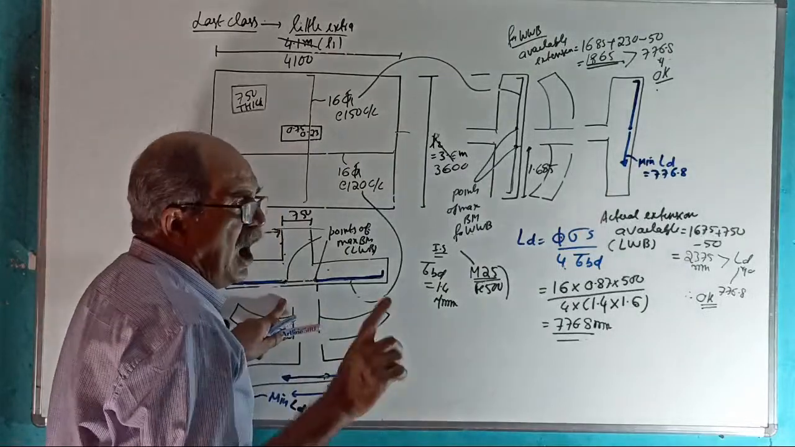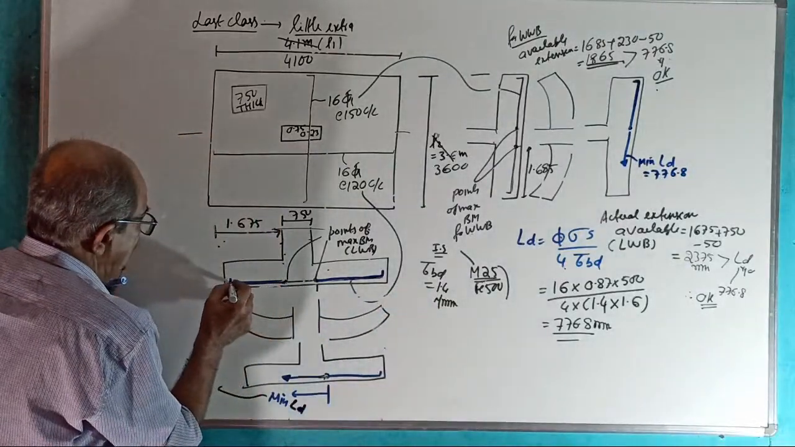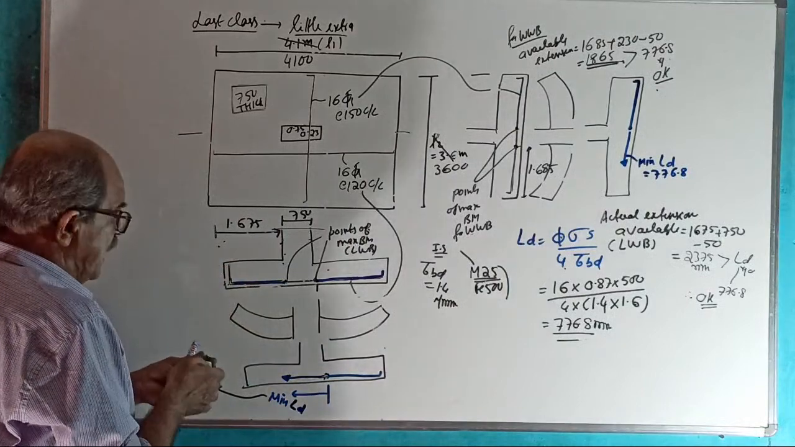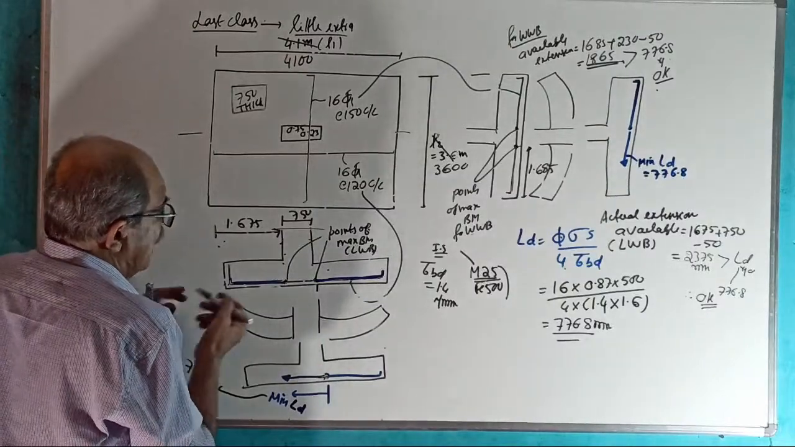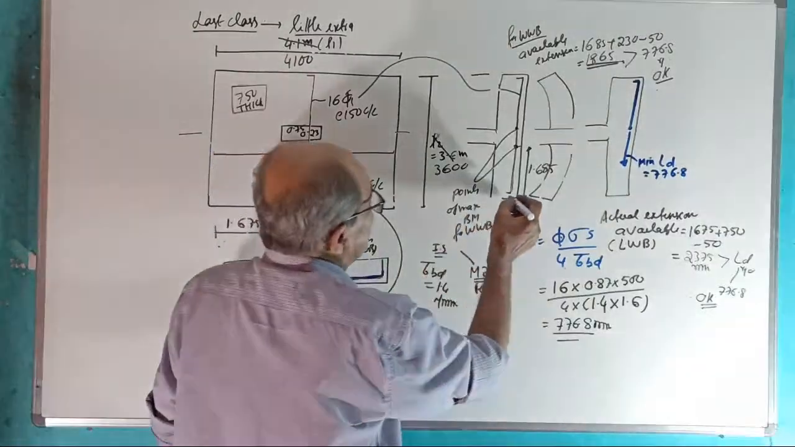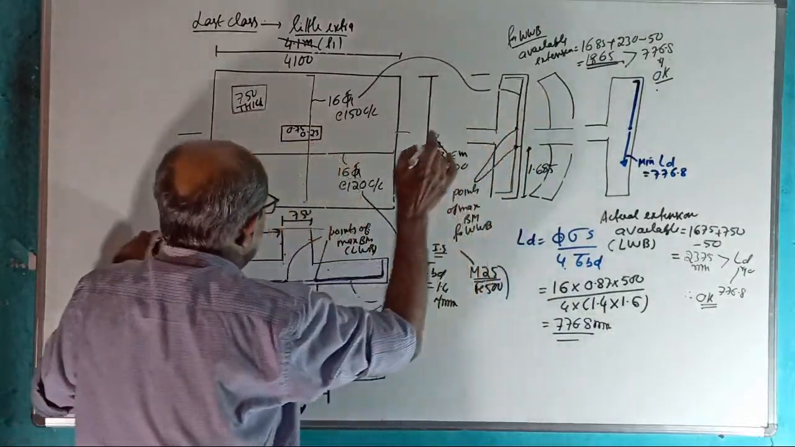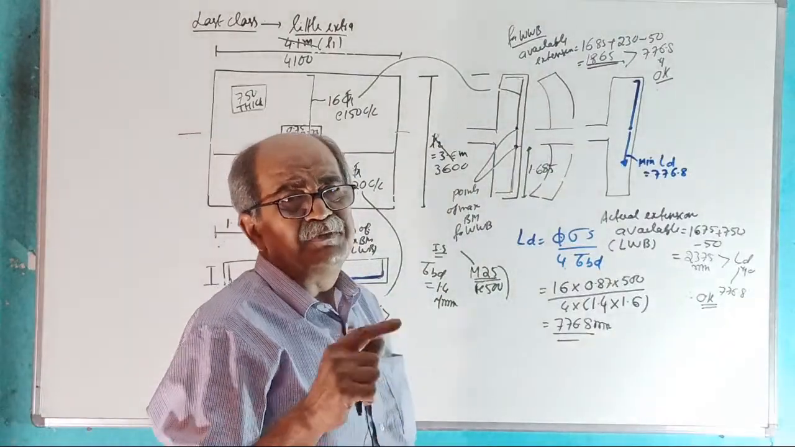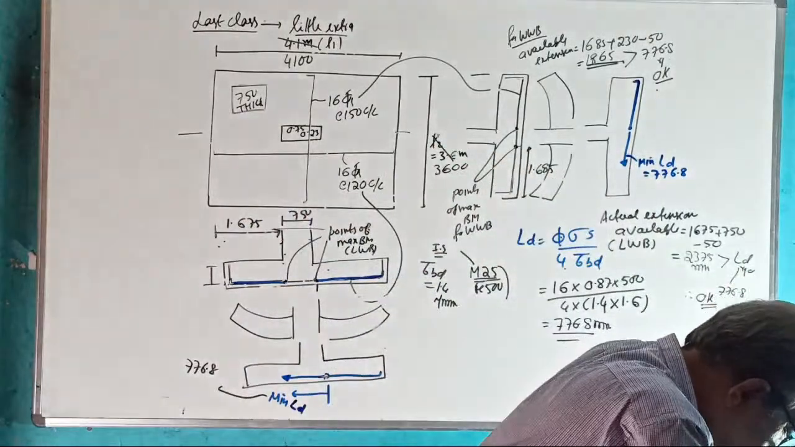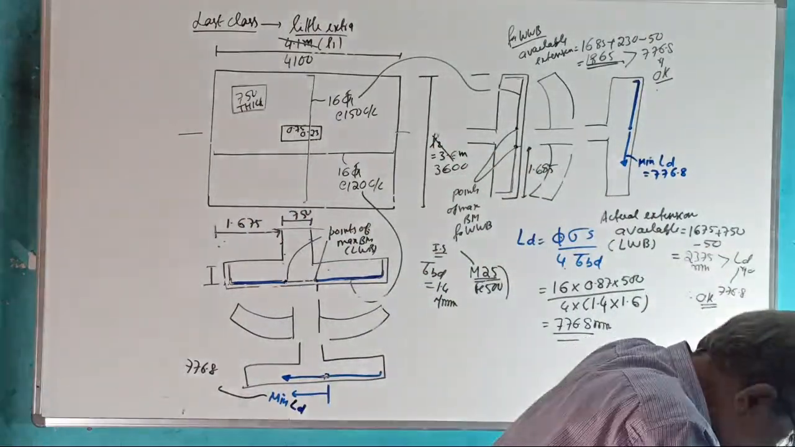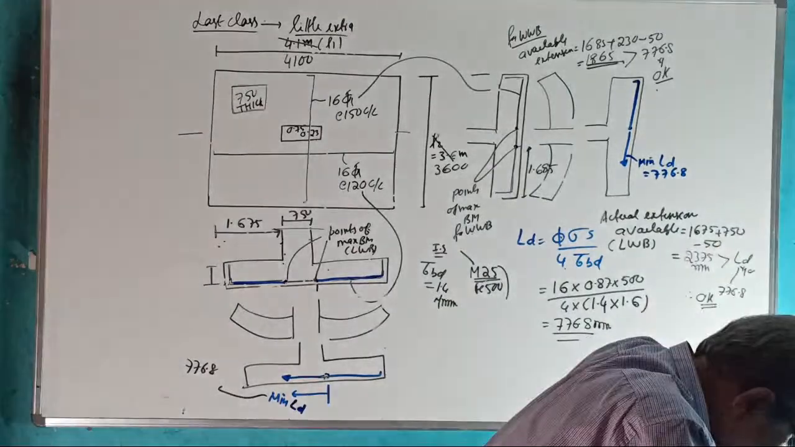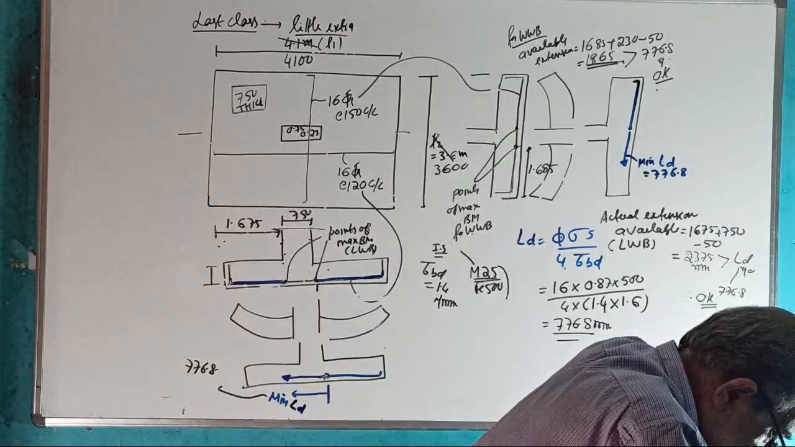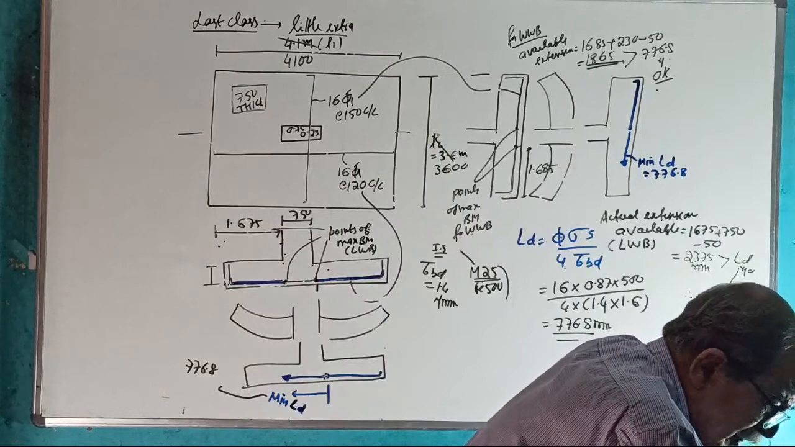If it is not satisfied, what you have to do is provide a turn in this bar, this way. Provide a 90-degree bend, and on this side bar also a 90-degree bend. Write one more sketch this way. When you provide a 90-degree bend, you get this much extra extension. Yes or no? If it is not satisfied, you get that much extra extension.